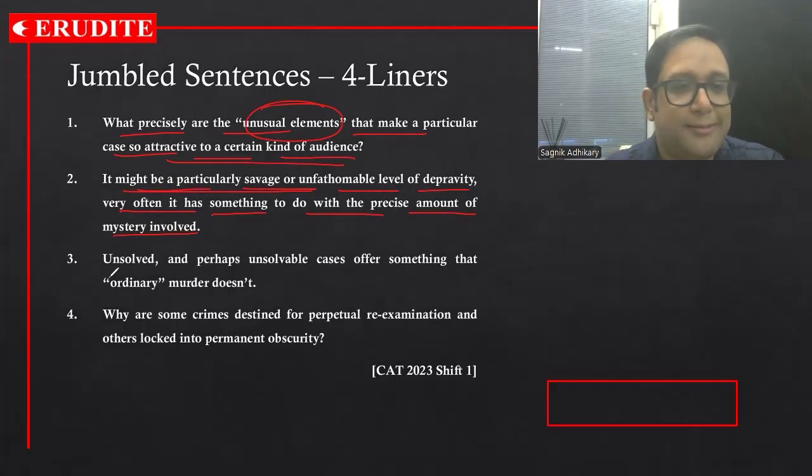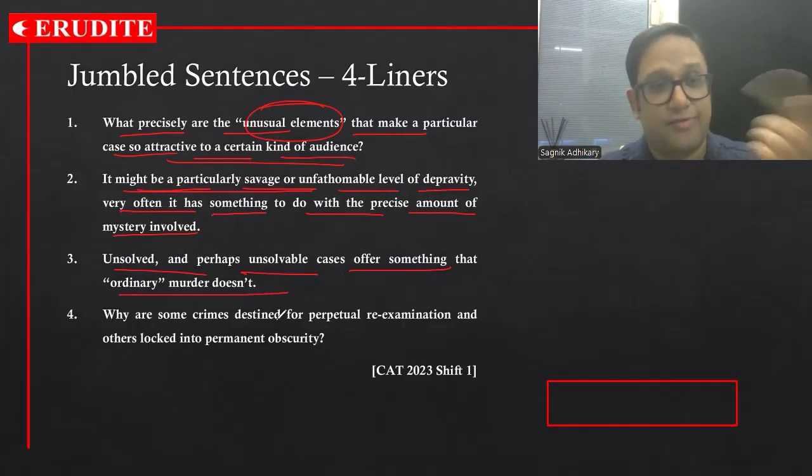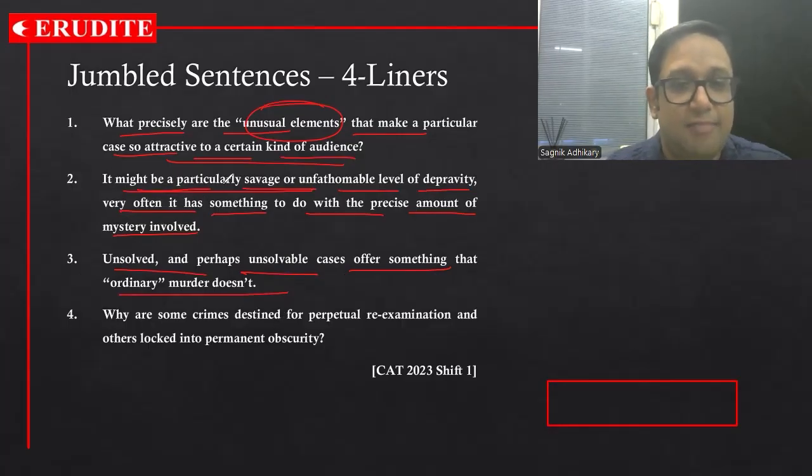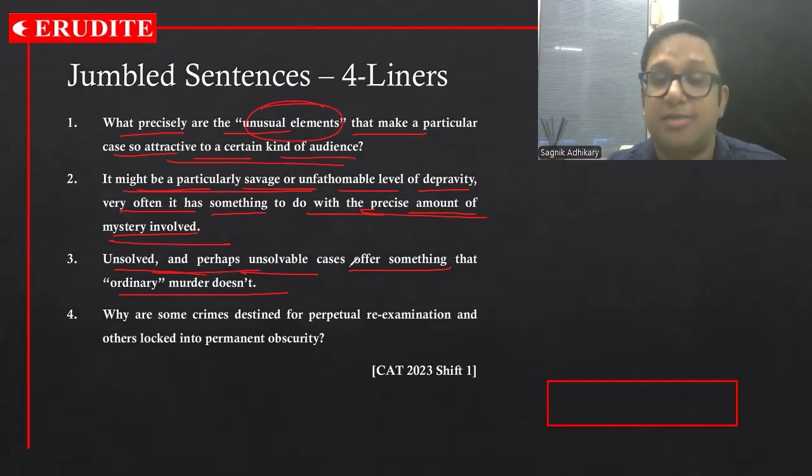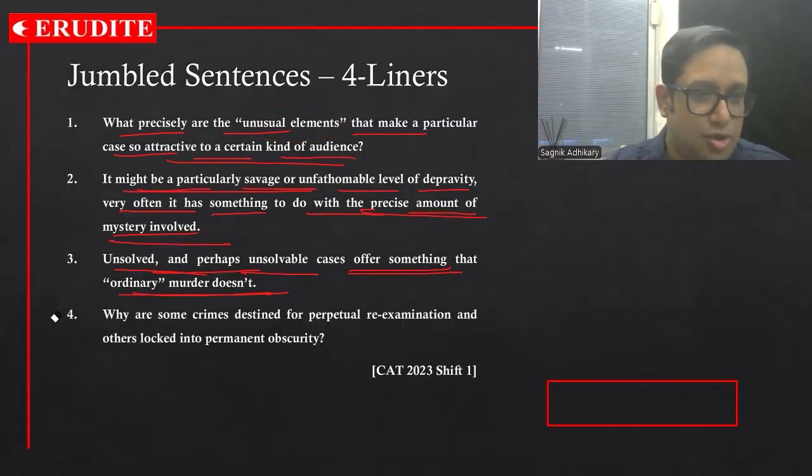Let's hold off. 3 says, unsolved and perhaps unsolvable cases offer something that ordinary murder doesn't. Now, this we see does connect with the previous statement. We have, it might be a particularly savage or unfathomable level of depravity. Very often, it has something to do with the precise amount of mystery involved. Mystery then exemplified, unsolved and perhaps unsolvable cases offer something that ordinary murder doesn't. So we realize that there is a pair between 2 and 3.